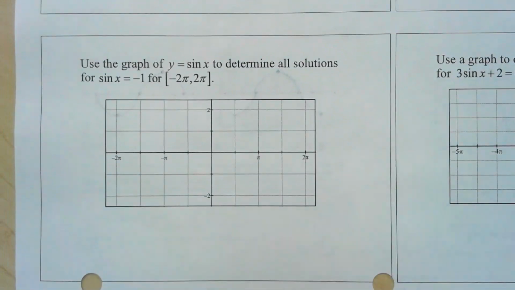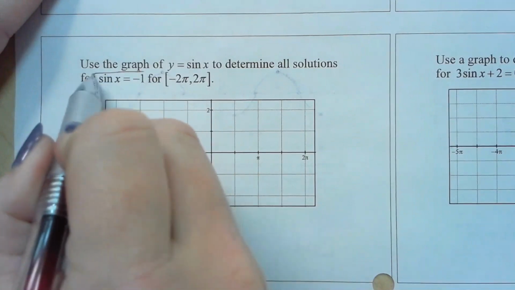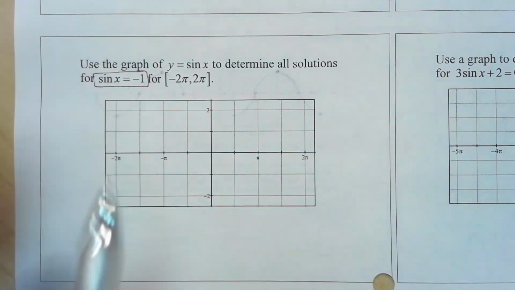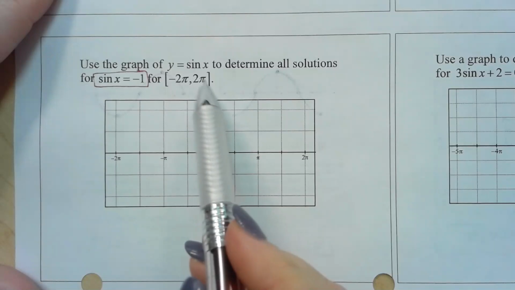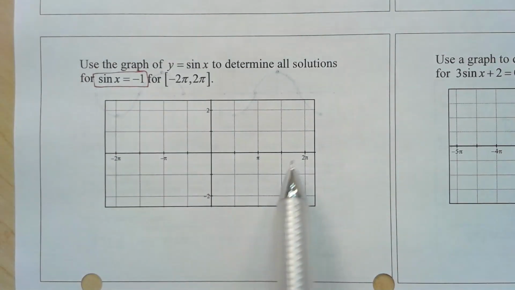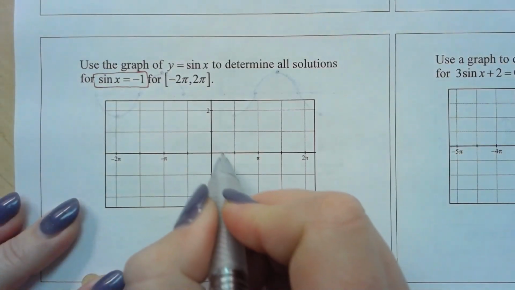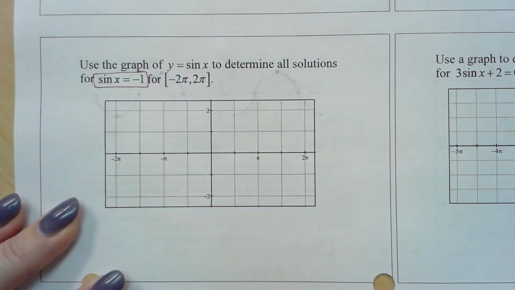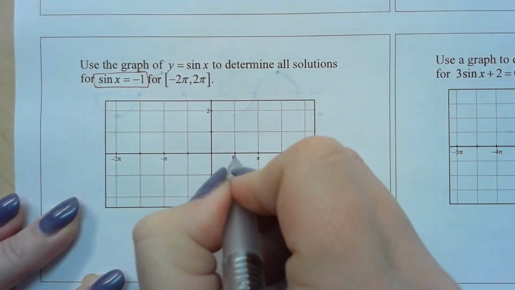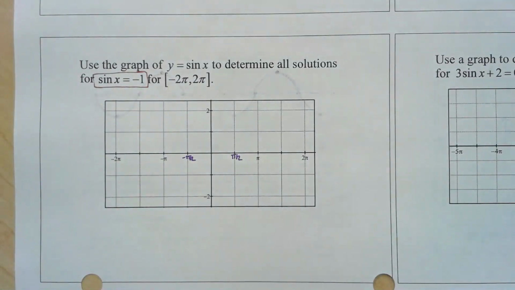All right, let's finish up with these last 2 here. It says use the graph of sine of x to determine all solutions to this equation, sine x equals negative 1, on the interval negative 2 pi to 2 pi. So I gave us graph paper that goes from negative 2 pi to 2 pi. It's really not that much different than the graph paper we've been using, except I don't have all these extra gray lines in there. So just be careful. This is pi, which means this one is pi over 2. Okay, so I don't have the pi over 4s in there.